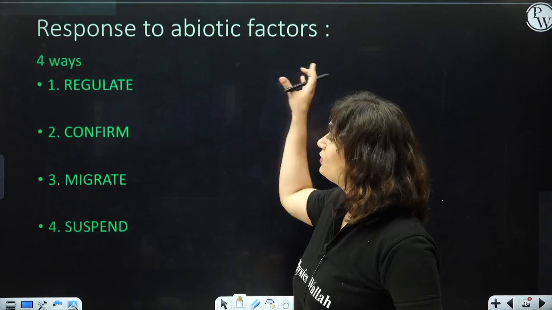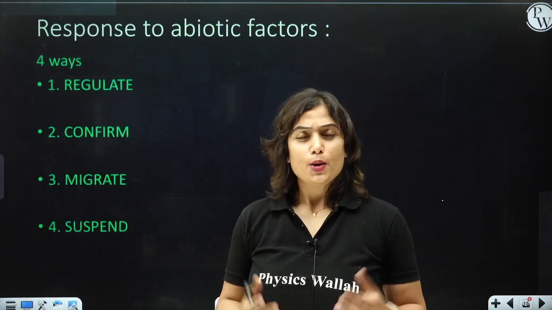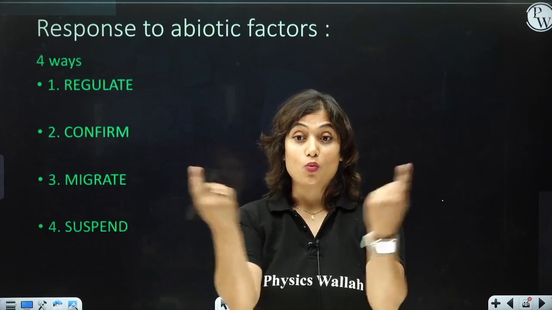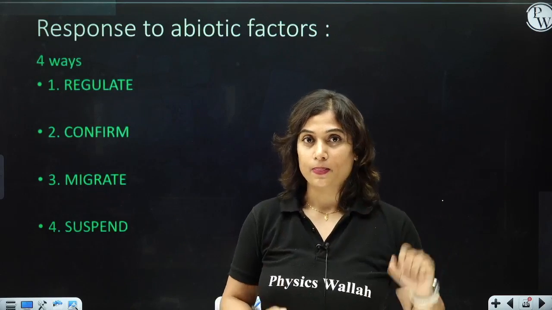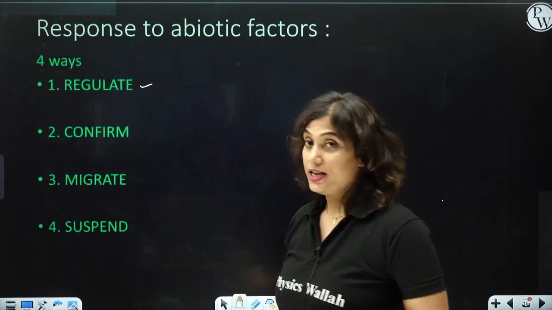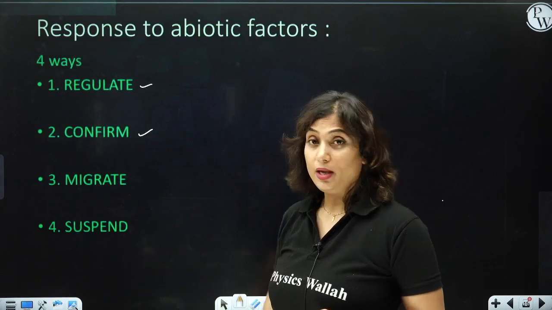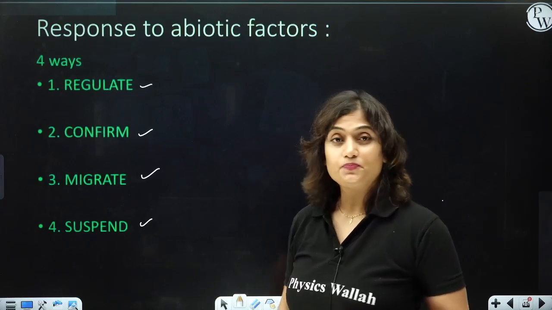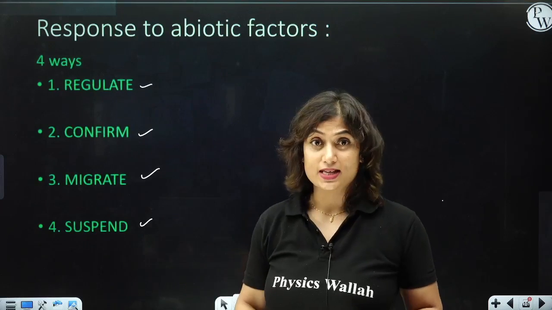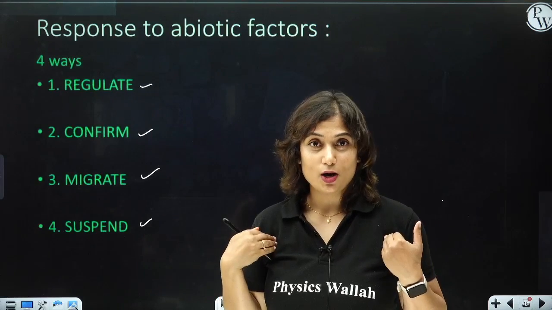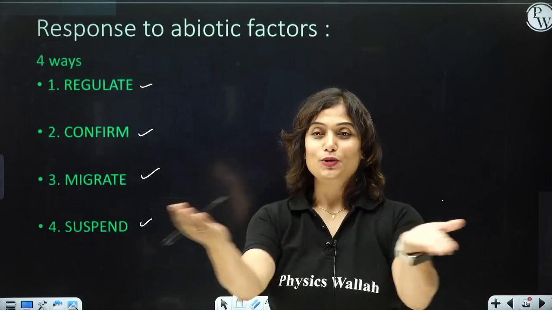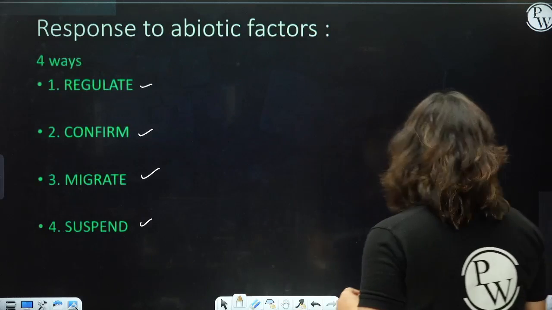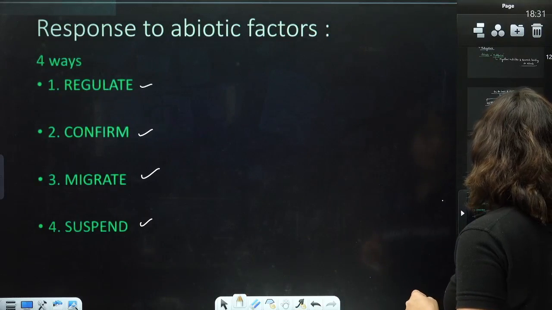So, response to abiotic factors. We, the living organisms, can respond to our environment in four ways: either by regulating, or by conforming, or by migrating, or by suspending. So these are the four ways in which we, the living organisms, respond to our environment. Okay, remember them. Now let's discuss them one by one.